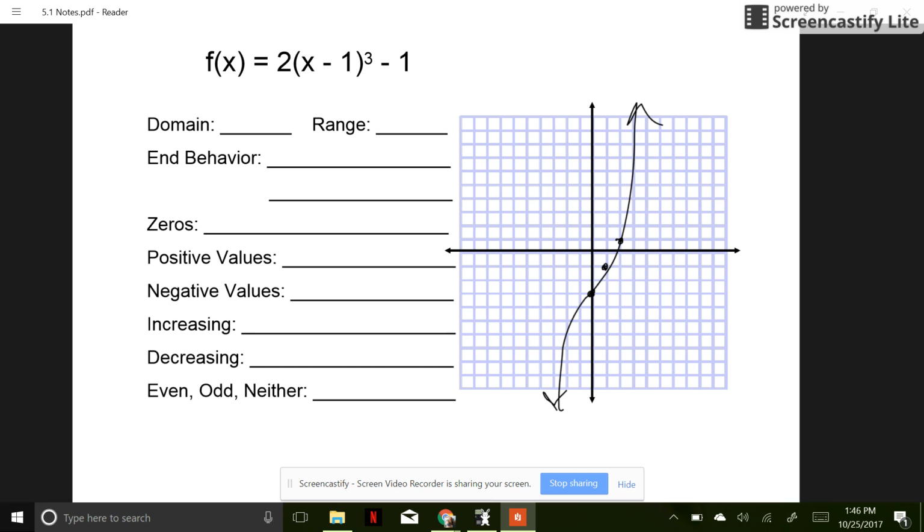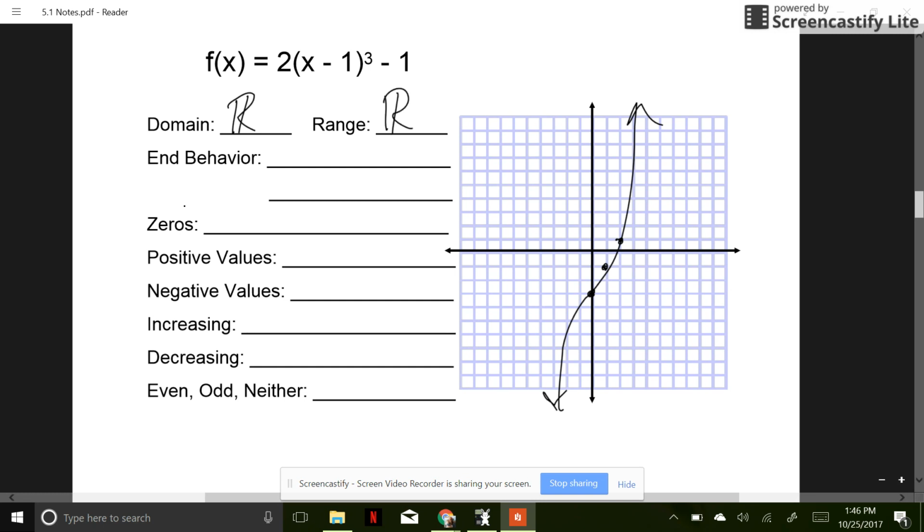So when we talk about the domain, again, we're thinking all of the possible x values that can happen. We're going down into the left forever. We're going up into the right forever. Domain is all real numbers since we're going left and right forever. Range, we're going down forever. We're going up forever. All real numbers for the range there as well.